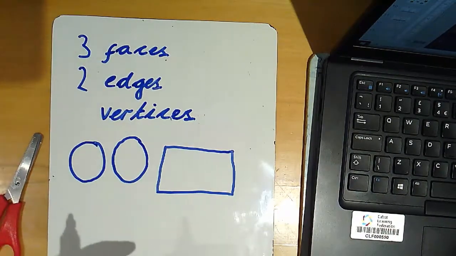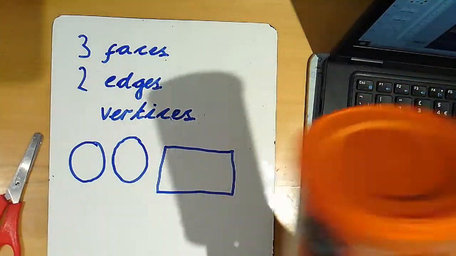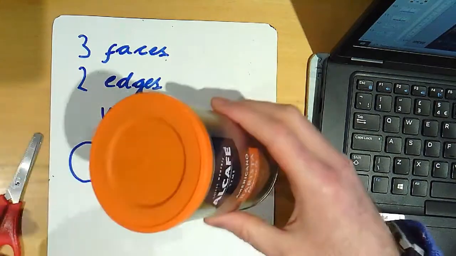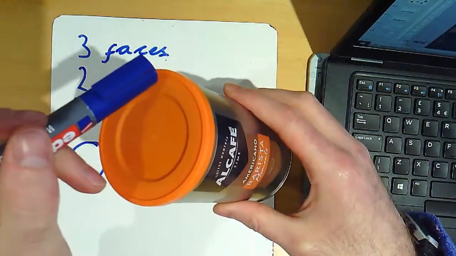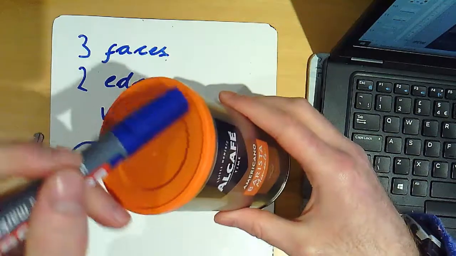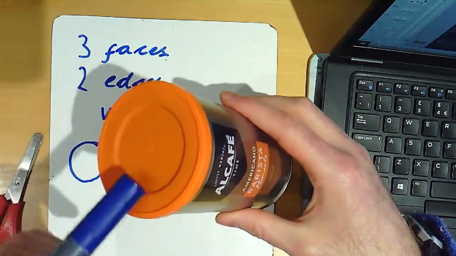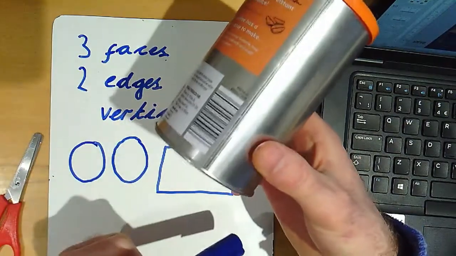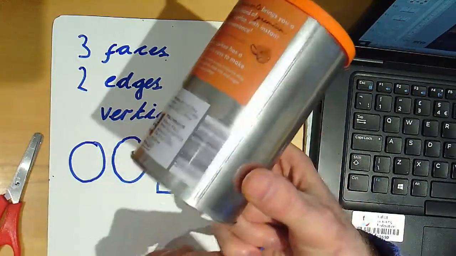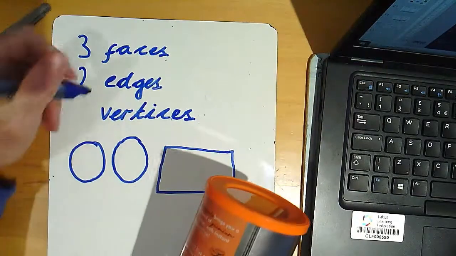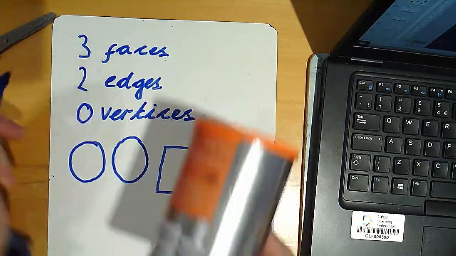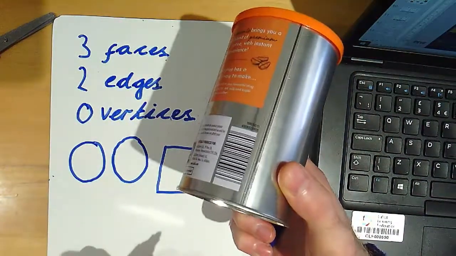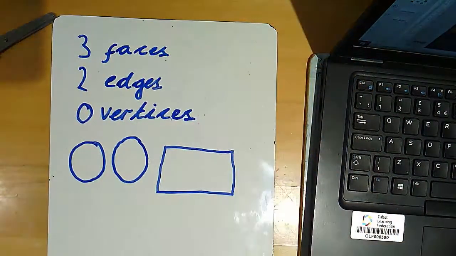Now, vertices, remember, is where one edge meets another edge. Now, I can see that this edge goes all the way around and back to the beginning, but at no point does it touch the other edge going around the bottom of my cylinder. So I can say that this shape has 0 vertices because nowhere is this edge meeting this edge. Now let's have a look at one more shape.